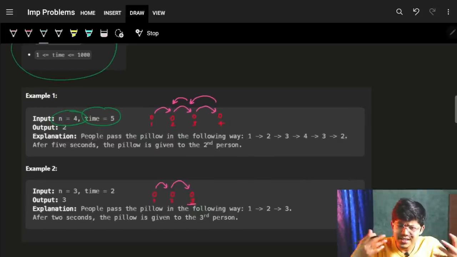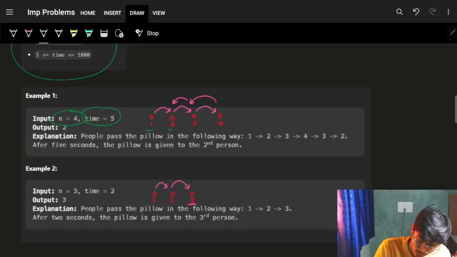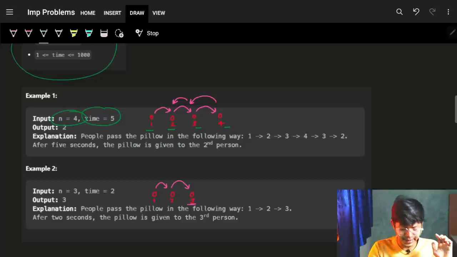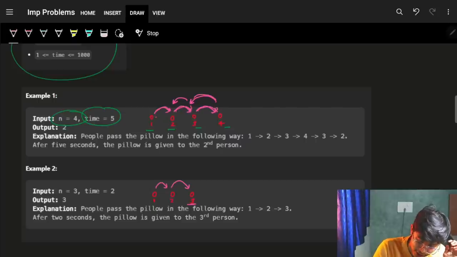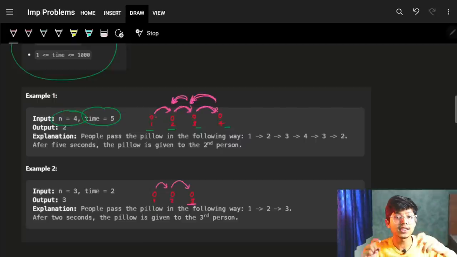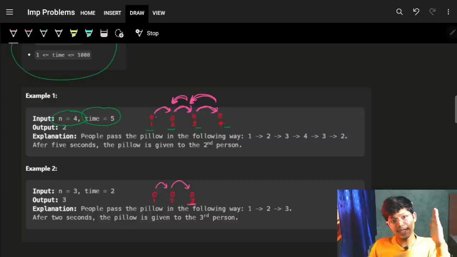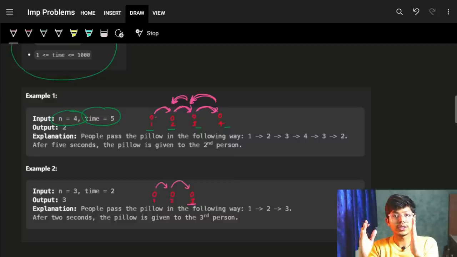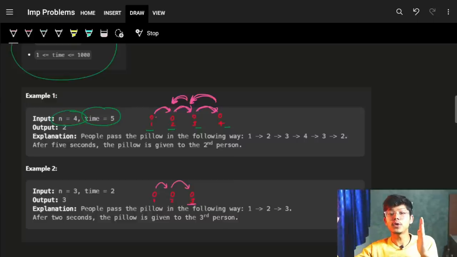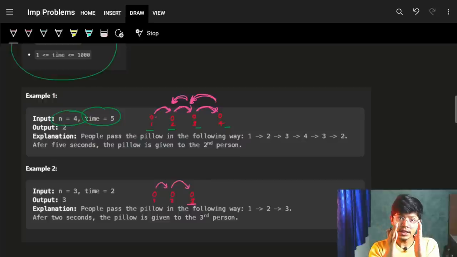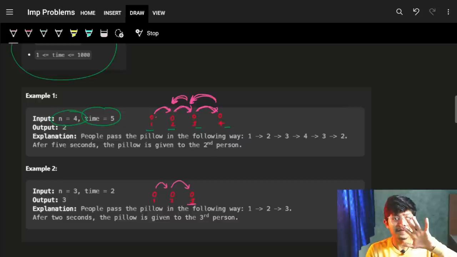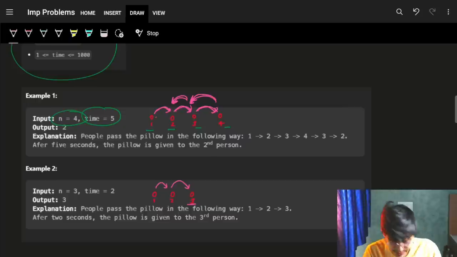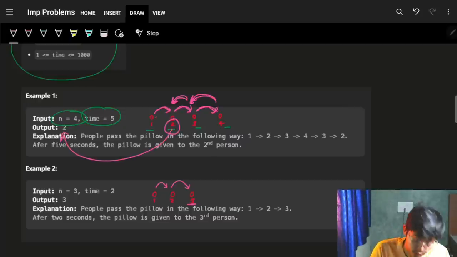So we can see that if there are 4 people, 1, 2, 3 and 4, standing right here, the pillow will pass in this fashion. First it will pass like this, and after that like this, and like this. If the time is 5, firstly it moved from 1 to 2, 2 to 3, 3 to 4, then from 4 back to 3, and from 3 back to 2. So it is 5 steps, basically after 5 seconds it lands at 2, so we need to return a 2.